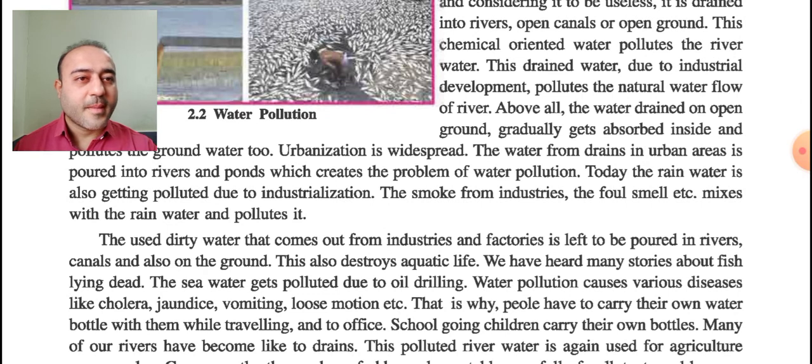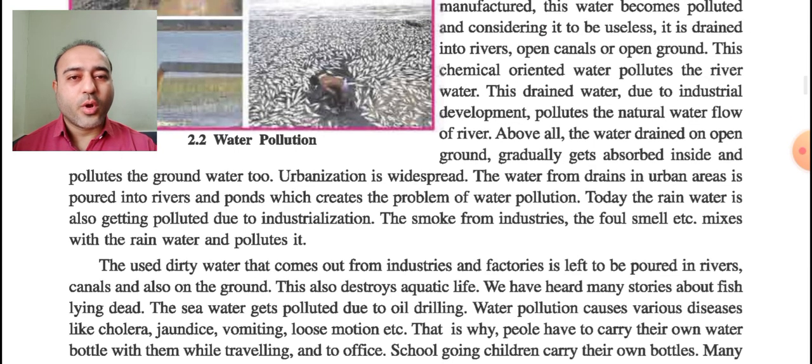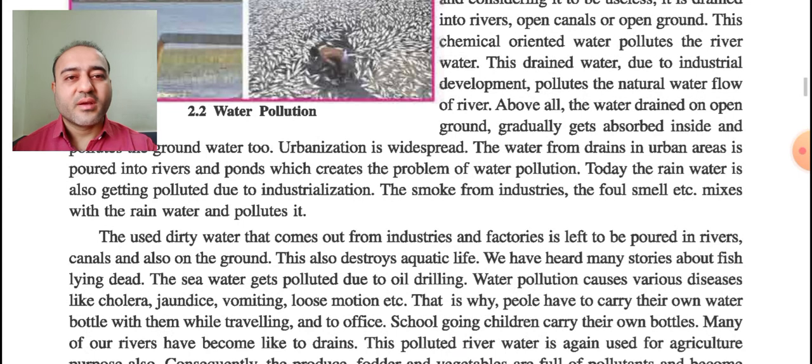Further, above all, the water drained on open ground gradually gets absorbed inside and pollutes the groundwater too. Right? We all have heard about the groundwater. So, whenever there is rainfall, the water which gets percolated or penetrated inside the earth, that means below the upper surface of the earth, is known as groundwater.